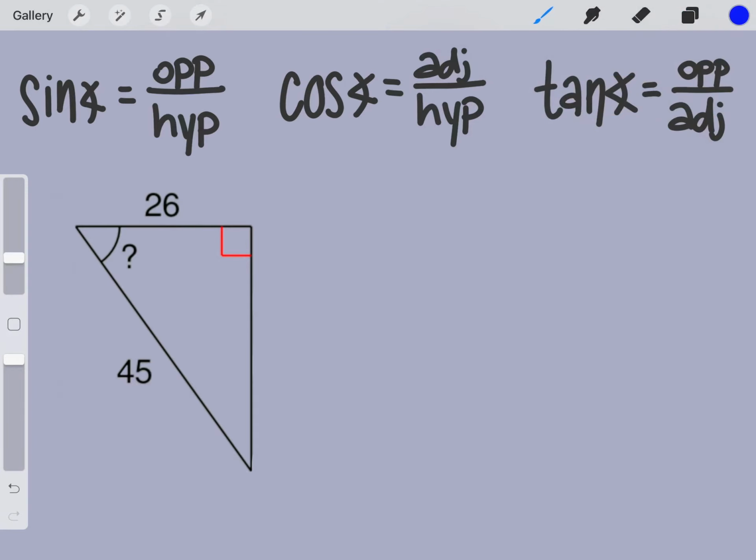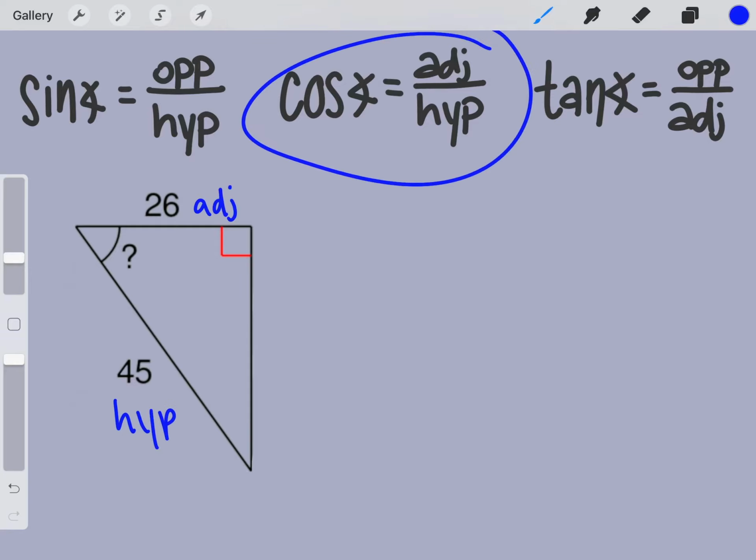All right, so let's see if we got that right. 26 is our adjacent side, and 45 is our hypotenuse, making it cosine as the function we should be using. My next question for you is, what is the equation going to look like that when you plug in all of the values, what is it going to become? So it's going to become cosine of question mark equals the adjacent side of 26 divided by the hypotenuse of 45.